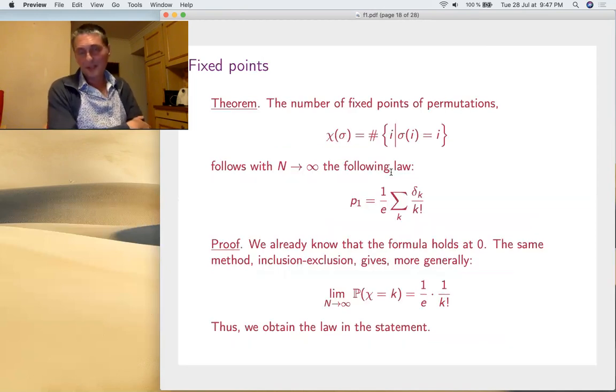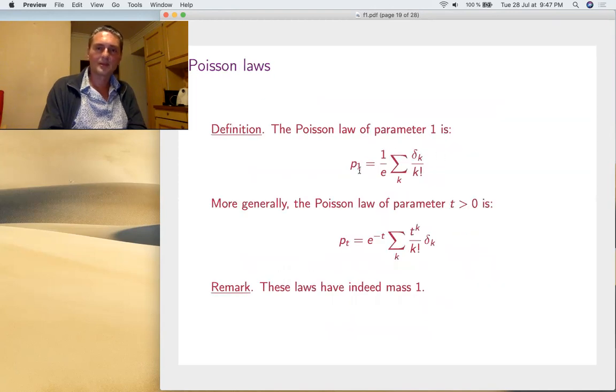Okay, now getting back to permutations. We saw the probability for being a derangement is 1 over e. Now, what about the number of fixed points? That's a random variable over Sn. And we know about this variable that the probability for it to be 0 is 1 over e. Well, here's the law in general: at k, the probability for having k fixed points is 1 over e times 1 over k factorial. So how to prove it? It's exactly as before, inclusion-exclusion, just modify things a bit and you get your probability here.